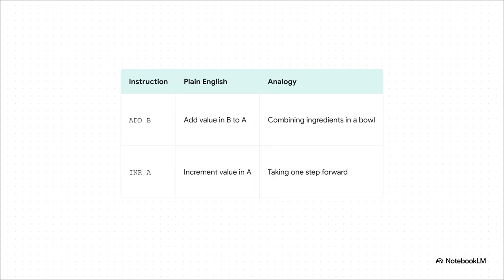Okay, so once we can move data around, now we can start doing some math. An instruction like ADD B, well, it just tells the processor to add the value in B to whatever is in A. And here's the beautiful part. All that super complex math, from crunching numbers in a spreadsheet to rendering an entire video game world, it's all just built from millions and millions of these tiny, simple steps. It gets even simpler. INR A just means add 1 to A. Seriously, that's it. It's the digital version of just taking one small step forward.